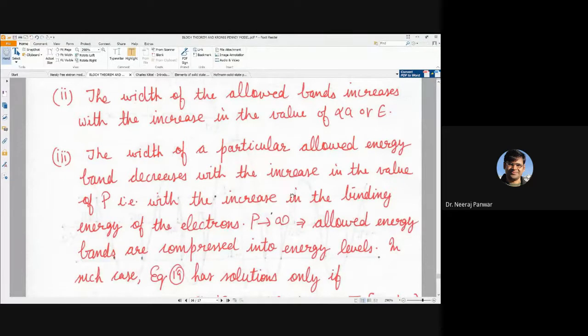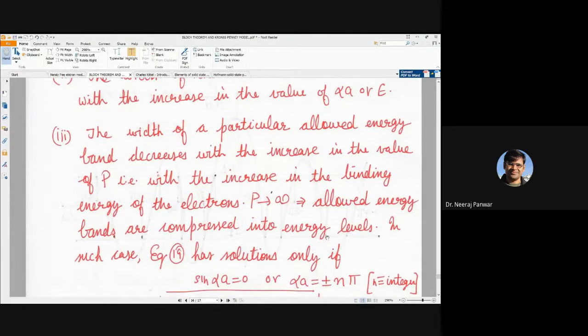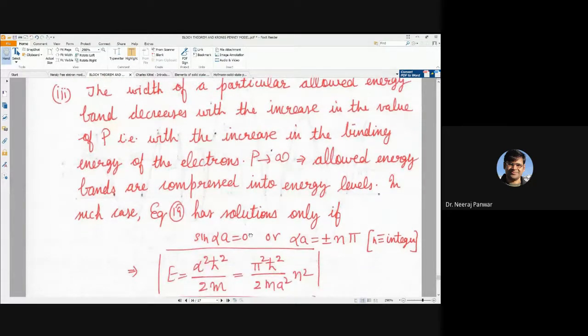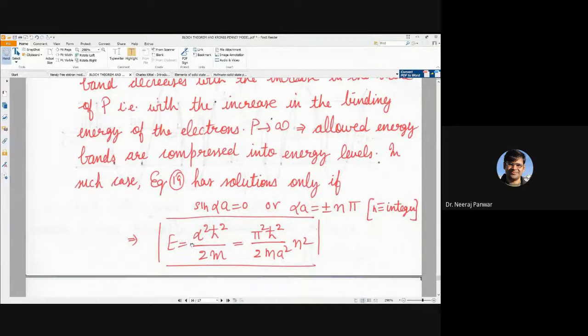We have bands, but if P tends to infinity, allowed bands are compressed into energy levels, like we have energy levels in an atom. In that case, we have the equation E is equal to pi square n square h cross square upon 2 m a square. This is nothing but the energy of an electron in a one dimensional box. In that case, we have only energy levels, not bands. So whenever P tends to infinity, we will have only one potential well, and the energy bands get compressed into energy levels.